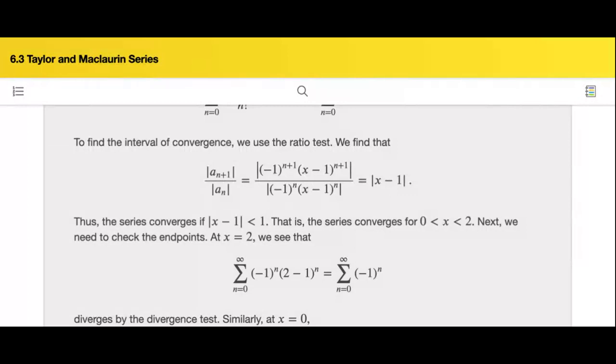At the center, 2, we can plug in x as 2. So we could calculate, right? The summation of (-1) raised to n, (2 minus 1) raised to n, actually equals, from 0 to infinity, (-1) raised to n. So this is the isolate series.